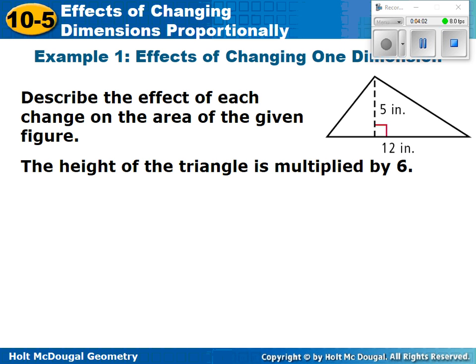So I can put that 6 in front versus in the middle, since it's just multiplication. So when you compare this formula to this formula, what happened to the area over here? It's multiplied by 6. So when it says describe the effect of each change on the area, our answer would be the area is multiplied by 6. And that would be our answer.